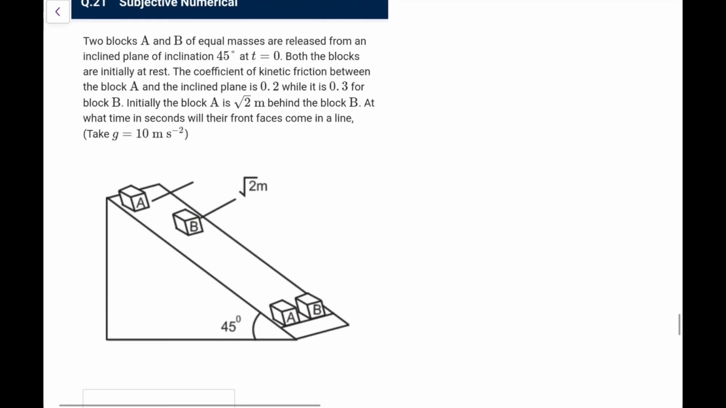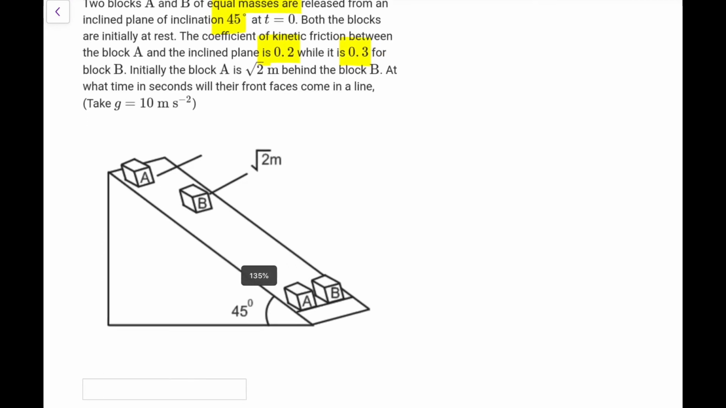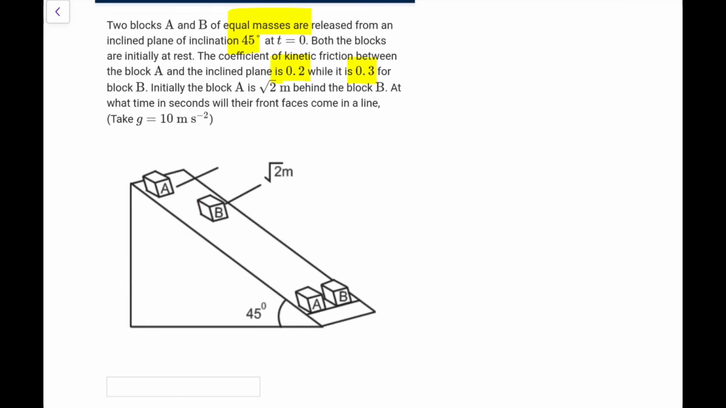Next, two blocks of equal masses are released from an incline of 45 degrees. Both blocks are at rest. The coefficient of kinetic friction is 0.2 for A and 0.3 for B. Initially A is root 2 meters behind. At what time will their front faces come in a line? This is a standard question, I suppose, probably came in some JEE previously as a subjective one.